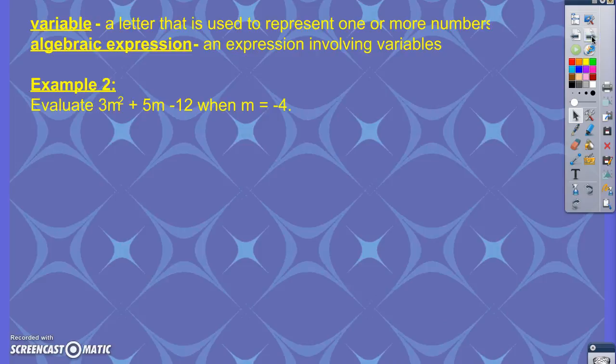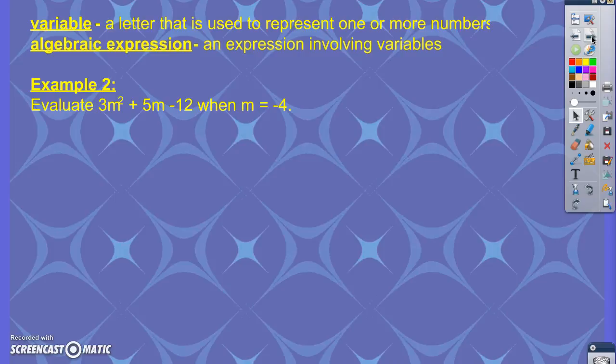All right, so we have two more definitions on this next page. First one's variable. A variable is a letter that is used to represent one or more numbers. We've been dealing with variables for a while now. And the second term is algebraic expression, an expression involving variables.